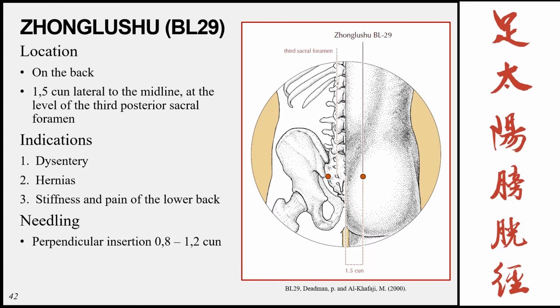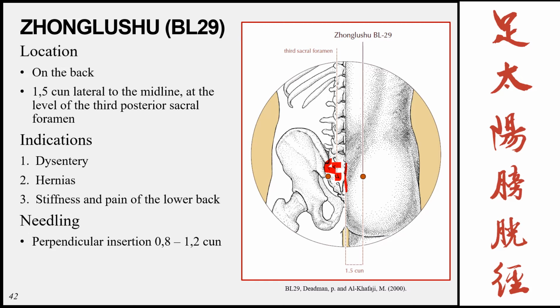The next point is ZHONGLUSHU, bladder 29. This point is located on the lower back, 1.5 tsun lateral to the midline at the level of the third posterior sacral foramen. So we're now located over here. We're going 1.5 tsun lateral to the midline.